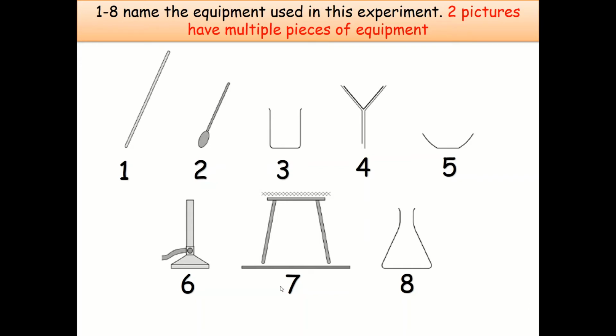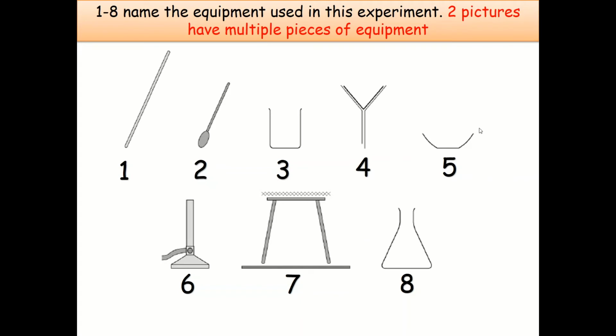Okay, let's go through the answers. I want you to mark this yourself, tick and cross, and add in the names of anything you got wrong. Number 1, we have a stirring rod. Number 2 is a spatula. Number 3 is a beaker. Number 4 has 2 pieces of equipment. We've got the filter funnel on the outside, and there is a piece of filter paper on the inside.